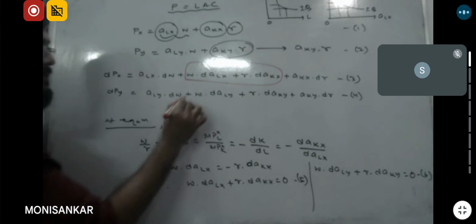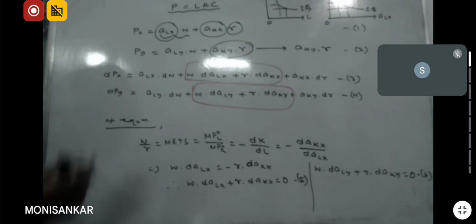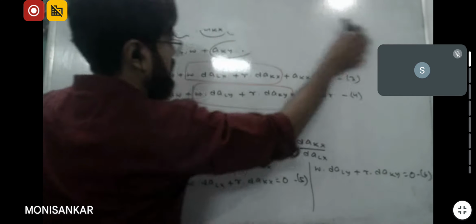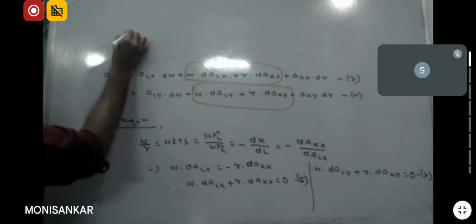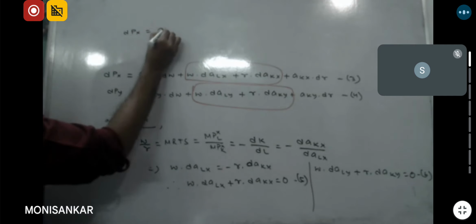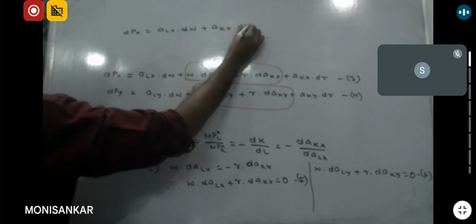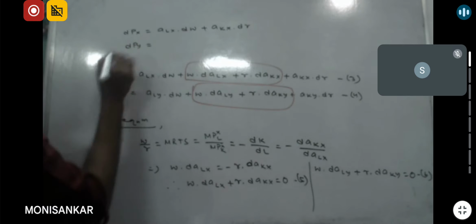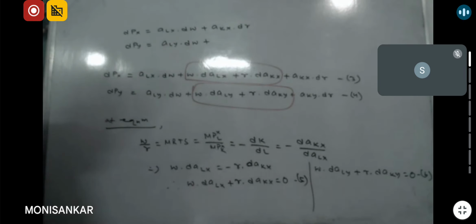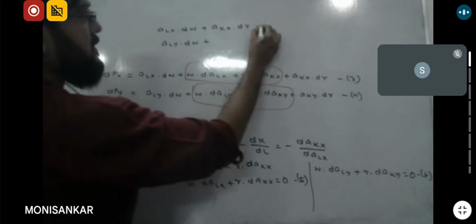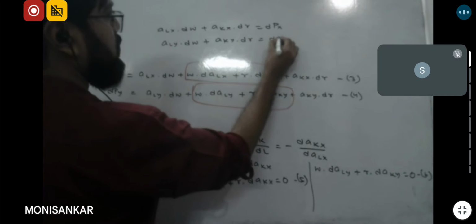Equation 6 in 4, WALY plus RKY, this value is 0. So now if we put 5 in 3 and 6 in 4, then our dpx equals ALX dW plus AKX dr, dpy equals ALY dW plus AKY dr. This equals dpx, AKY dr equals dpy.